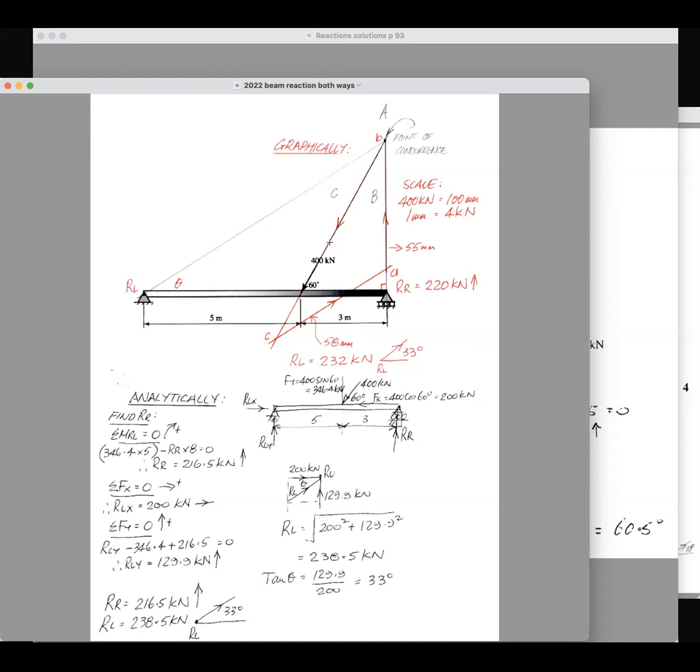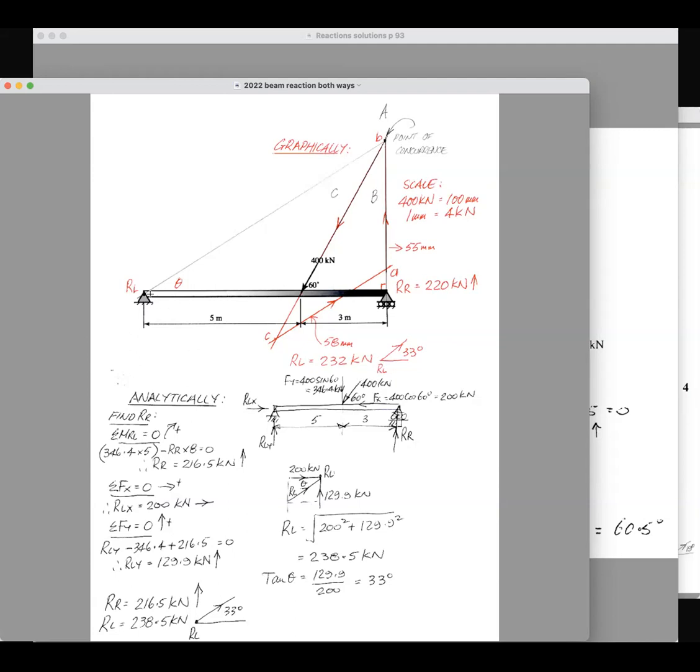Of course, all these forces go in the same general direction because the beam's in equilibrium. And your point of application, which is RL, you've shown where RL is on the diagram. If you don't show that, they won't know where it is. So make sure that you're consistent. So there's the two ways of doing it.